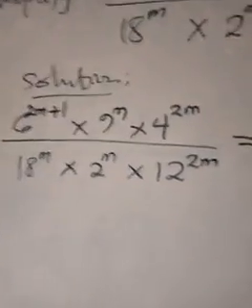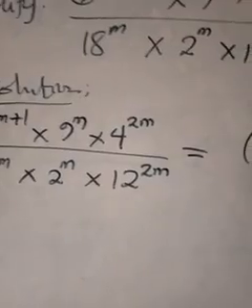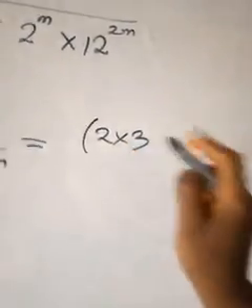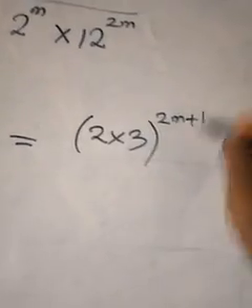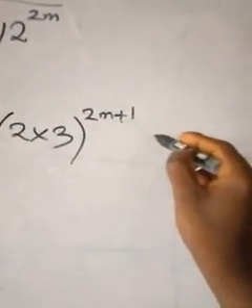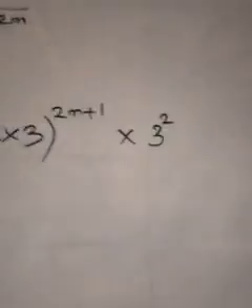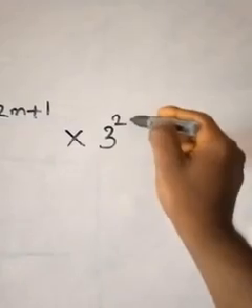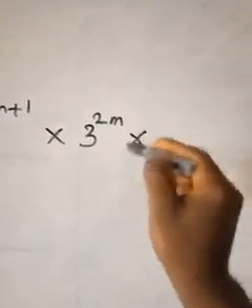with this 6. 6 can be written as 2 times 3. So we can say 2 multiplied by 3, raised to the power 2m plus 1. Likewise, 9 can be written as 3 raised to the power 2. Then since this m is the power, it will multiply the power. We have m. Then if you look at 4, 4 is 2 raised to the power 2.